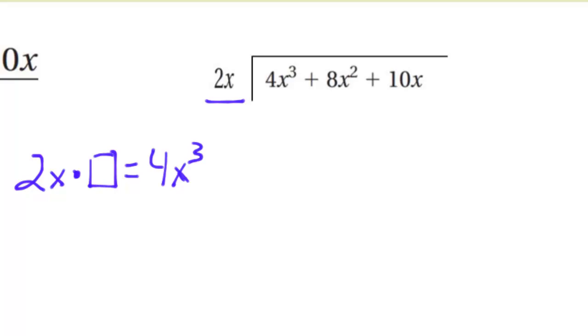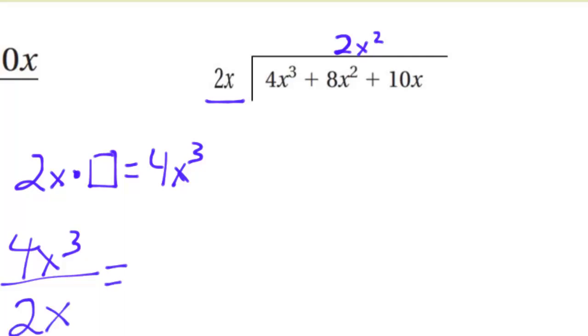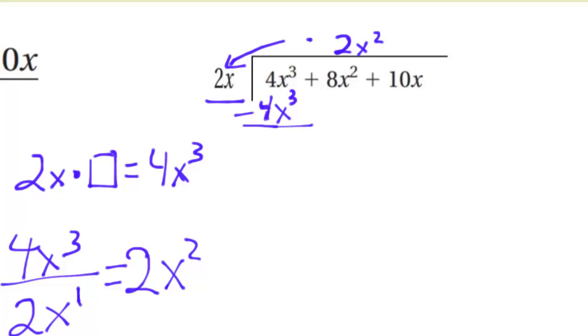Some people will know that it's just 2x squared, so we'll write our 2x squared up here. Another way of doing this would be to take your 4x cubed and place it over 2x and then divide. So 4 divided by 2 is 2, and x to the third over x to the first leaves you with x to the second. And then you're just going to multiply. 2x squared times 2x leaves you with 4x to the third. And then subtract like you normally would. You end up with a 0.